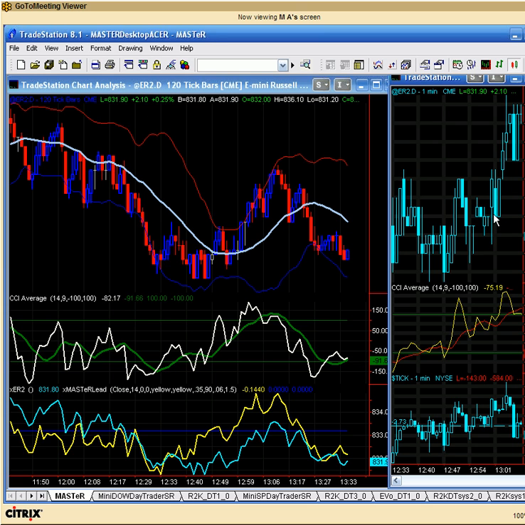Had to ride it out a little bit. Got a nice little pop there. Went ahead and booked our profits. There was a high of 32.50, but we weren't able to get filled until 32.30 on this quick down move right here. Unfortunately, that cost us our profits.